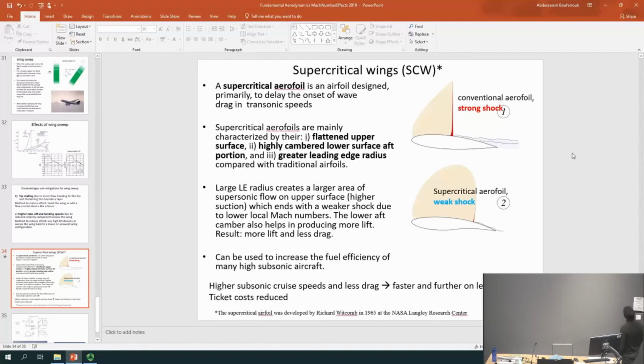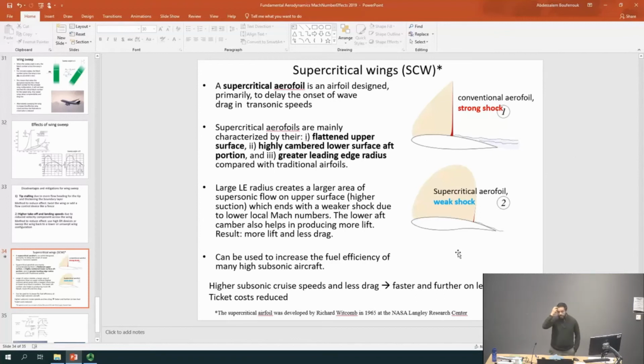Okay. Right, yeah, Richard Whitcomb. So Richard Whitcomb was working with NASA in the 1970s. He was playing around with trying to change the shapes of certain airfoils. I think it was a NACA series. And he actually introduced this particular shape called the supercritical.